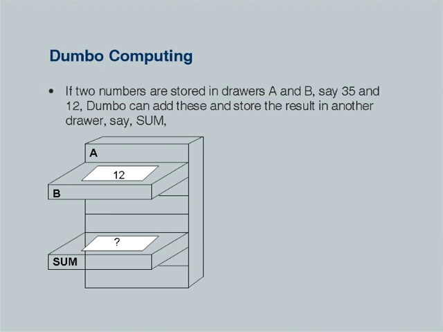Now we'll look at Dumbo computing. Let's assume that using that input and output, we have stored two numbers in drawers or locations called A and B. Let's say A contains 35, B contains 12. We said earlier that Dumbo can add these two numbers and store the result in some other drawer called sum. I have shown here the drawer containing 12, which is drawer B, we presume that A contains 35. So here is sum. Why have I shown a question mark? That is because I don't know what value it is. I presume that A and B are to be added, so I have determined the values in A and B by, let's say, giving the input to that number. But sum, I do not know what it is, I don't care. This is the current situation.